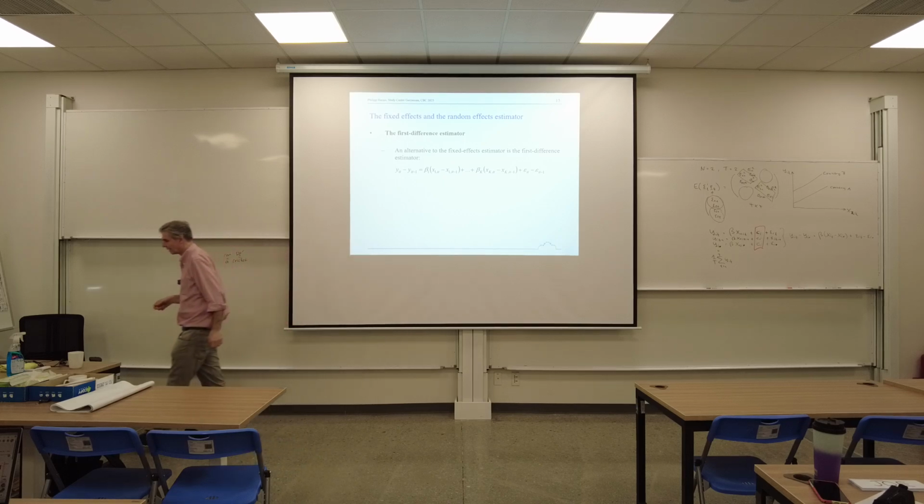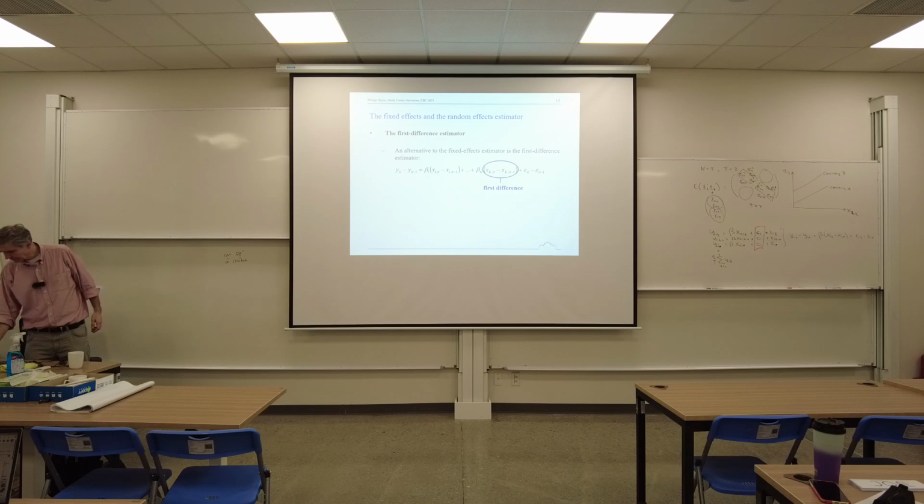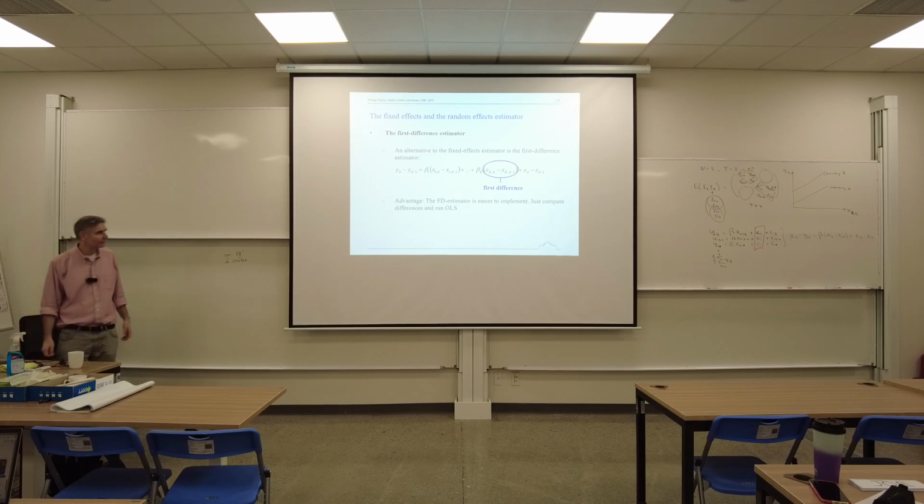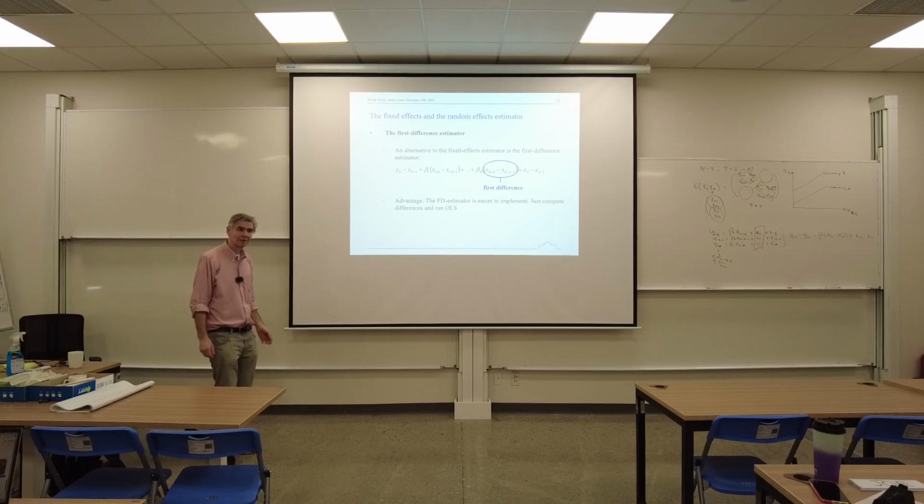So the nice thing about the difference estimator is it's very easy to compute. So if you are in the desert, right, and you don't have a sophisticated econometrics package, then maybe the first difference estimator is easier to implement. The bad thing is it throws away one observation, right? You're transforming 2 observations per unit into 1.